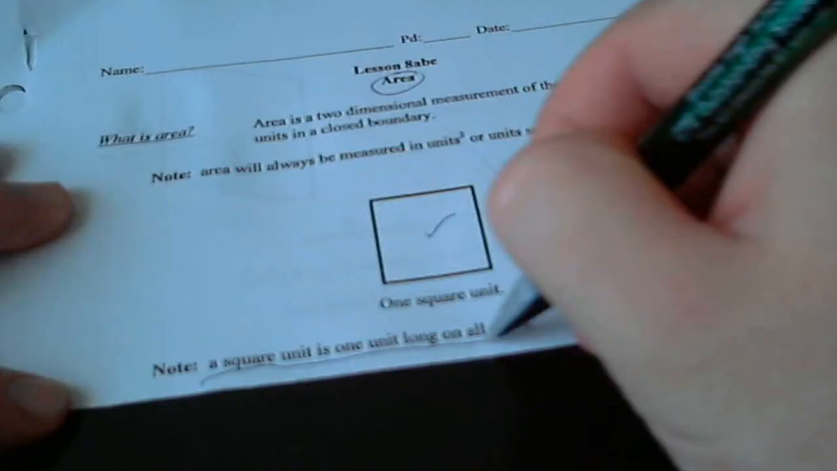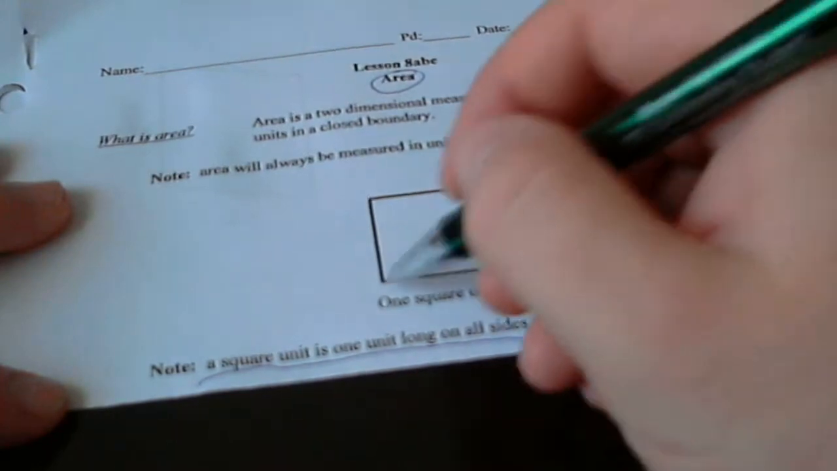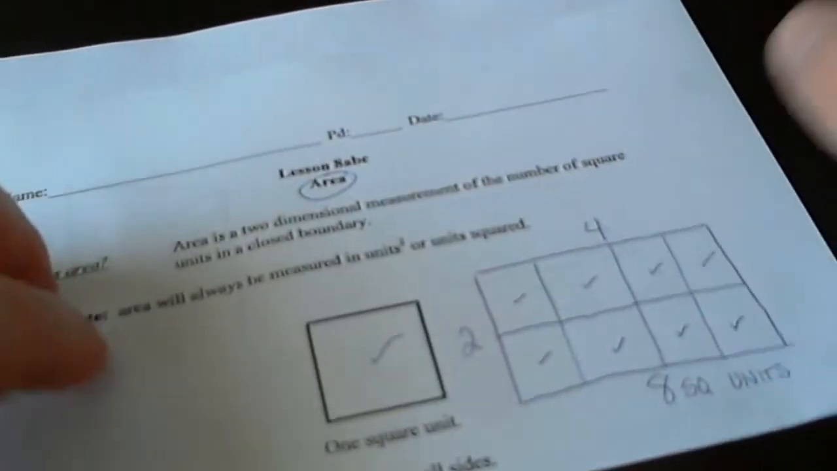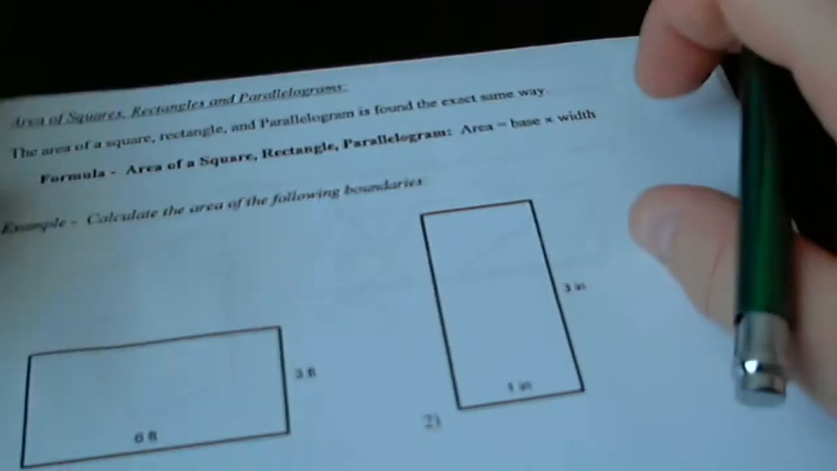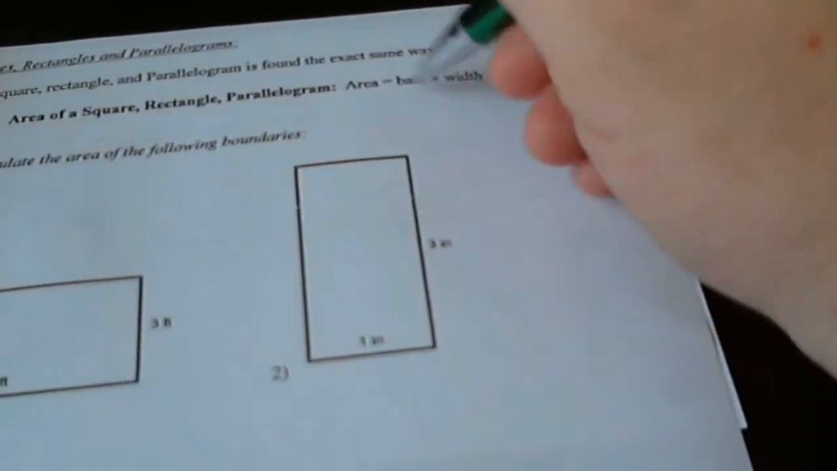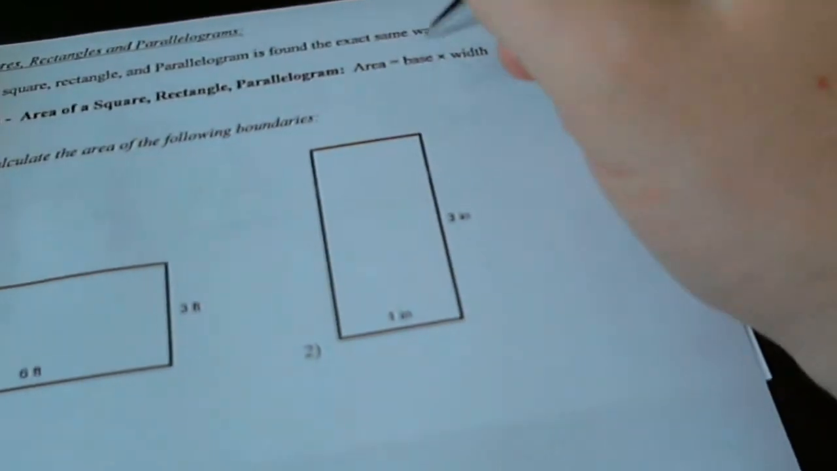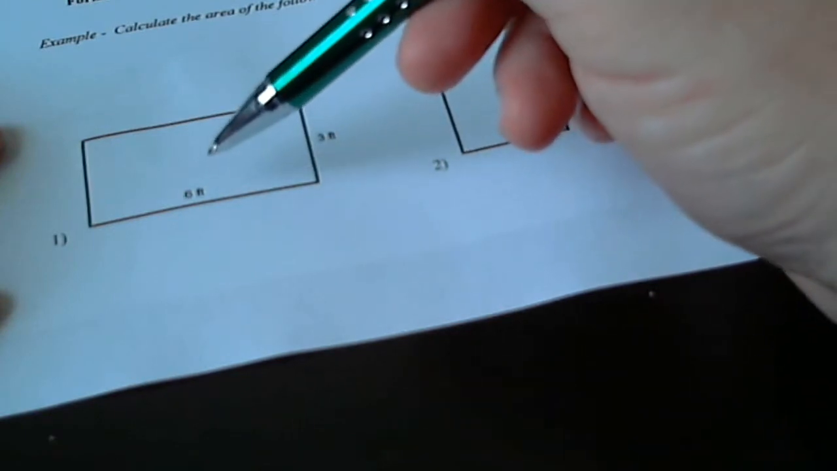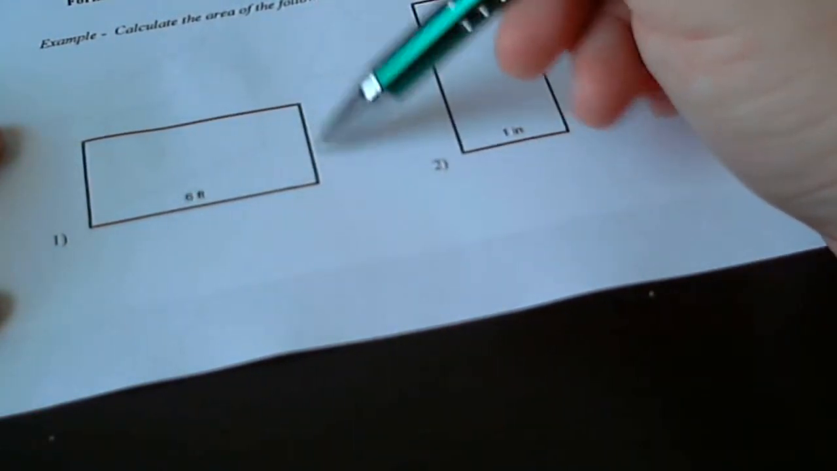Okay. A square unit, we should point out, is 1 unit long on all sides. So it's as wide as it is tall, or as wide as it is long. Alright? Let's move on to an example. We're going to begin with rectangles. The formula to calculate the area of a square or a rectangle is just the base times the width. Or, some of you, I'm sure before, have seen length times width, LW. It's fine. They're both fine. Just make sure you know to multiply the length times the width.